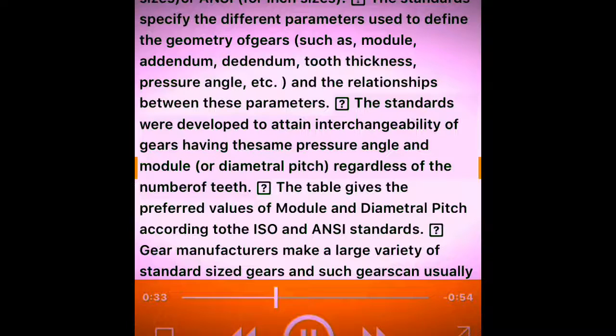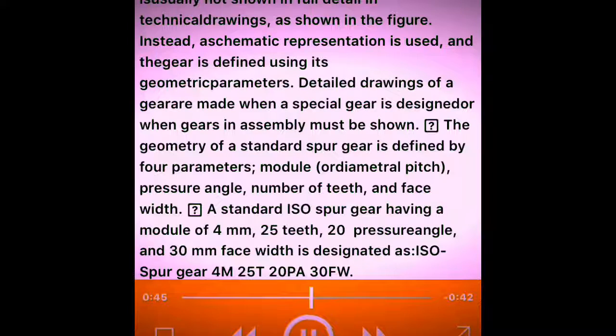Regardless of the number of teeth, the table gives the preferred values of module and diametral pitch according to the ISO and ANSI standards. Gear manufacturers make a large variety of standard-sized gears, and such gears can usually be available as off-the-shelf components when a standard gear is chosen. The gear is usually not shown in full detail in technical drawings, as shown in the figure. Instead, a schematic representation is used, and the gear is defined using its geometric parameters.